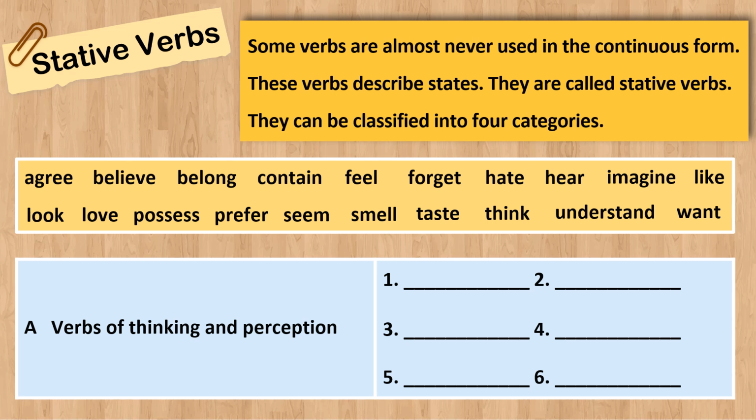The first one is verbs of thinking and perception. These describe what happens in your mind. I'll give you some time. Let's take a look at the list above and try to find verbs that belong to this category. Pause the video if you need to.